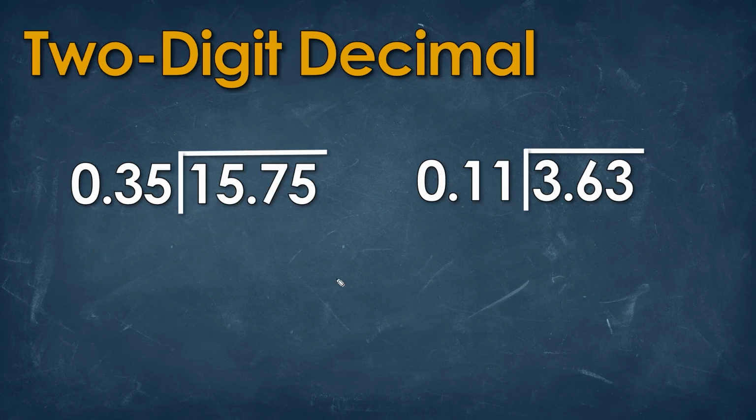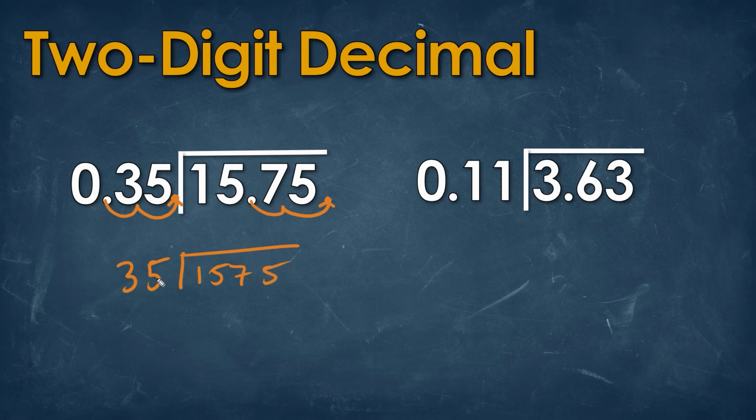Now if we have a 2-digit decimal, it still follows the same process. We need to move this over to make it a whole number. So this time though, we're going to move that decimal place over 2 times, which means we need to move this decimal place over 2 spots. So now we have 35, which is a whole number, and we have 1575.